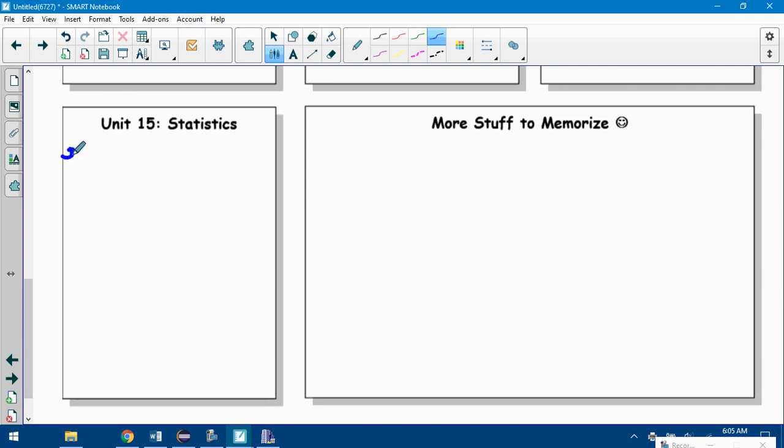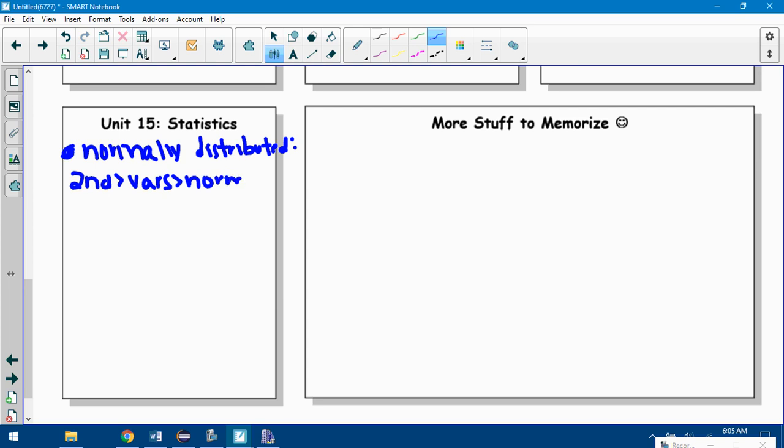First off, any question that says normally distributed, you go to second vars, which is distributions, and use normal CDF. And again, you don't need z-scores. You can do them, it's just more work. And most people wouldn't use them, so no z-scores needed. But you're looking for the words normally distributed.